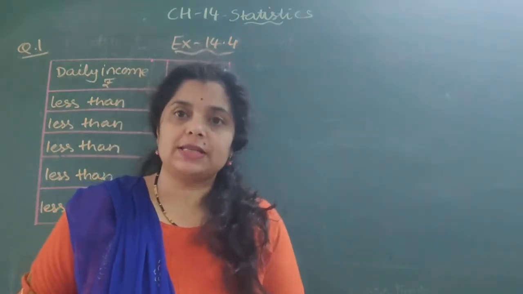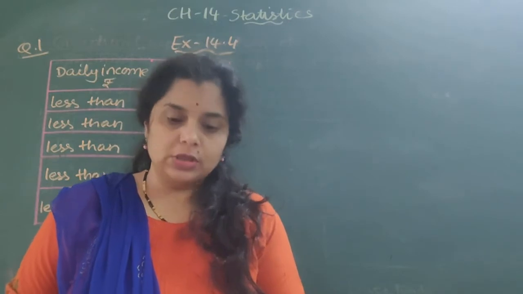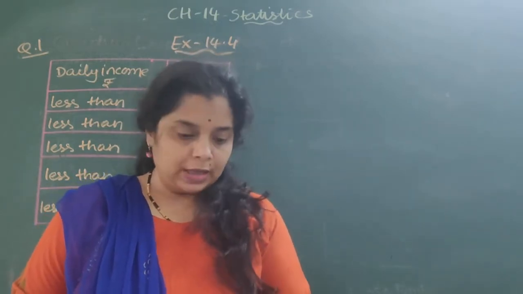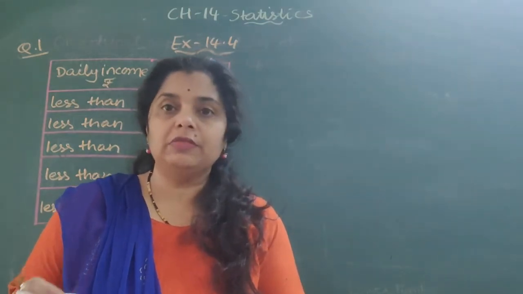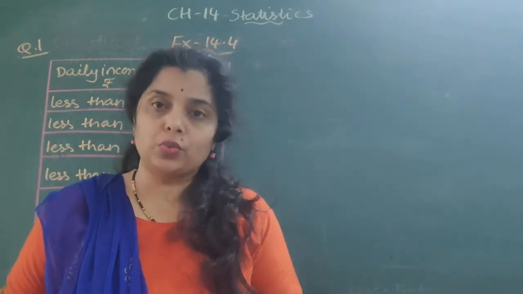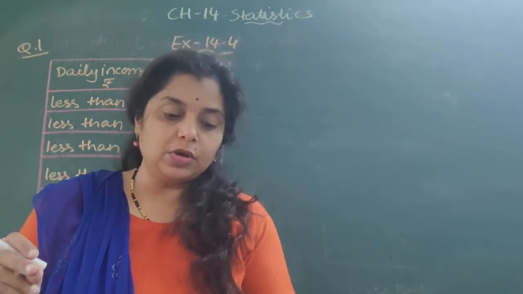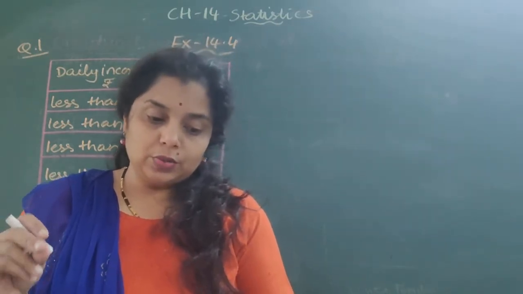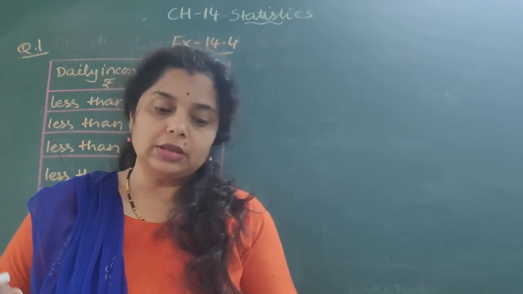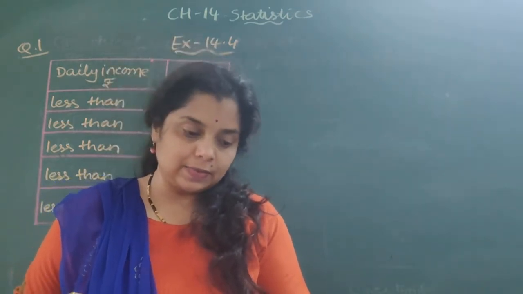Now let's do the first example of exercise 14.4. The following distribution gives the daily income of 50 workers of a factory. The daily income is given in classes 100 to 120, 120 to 140, 140 to 160, 160 to 180 and 180 to 200. The number of workers are 12 for the first class, then 14, then decreasing to 8, then 6, and 10 for the last class.